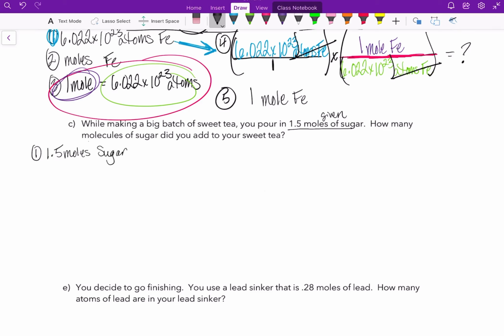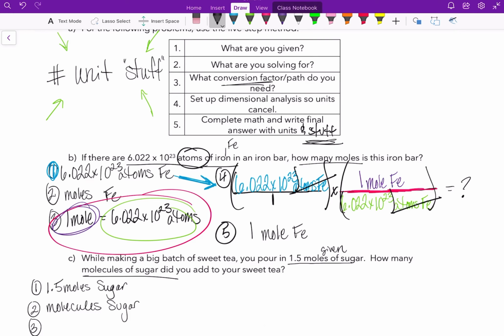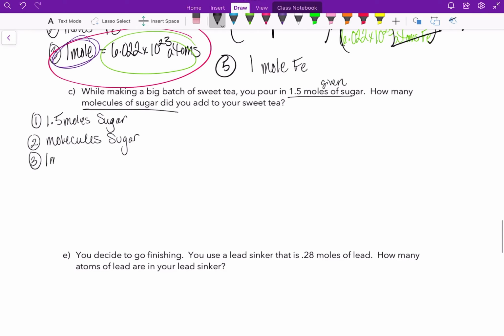How many molecules of sugar did you add to your sweet tea? So number 2, we are looking for molecules of sugar. Number 3, our conversion factor is going to be the same for all of these. The conversion factor we're using is Avogadro's number. So we have 1 mole equals 6.022 times 10 to the 23rd. And instead of particles, we're looking at a particular particle, and it is molecules.